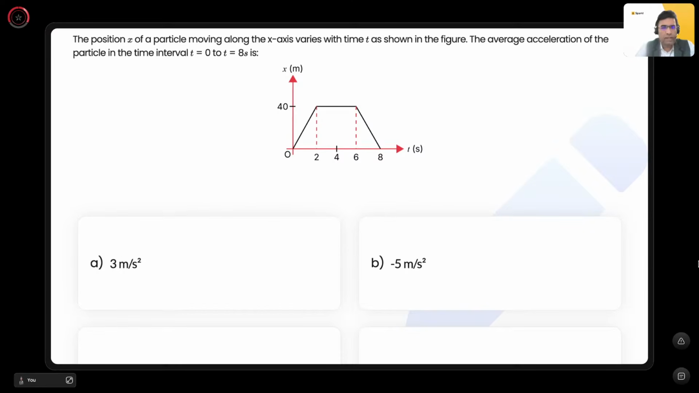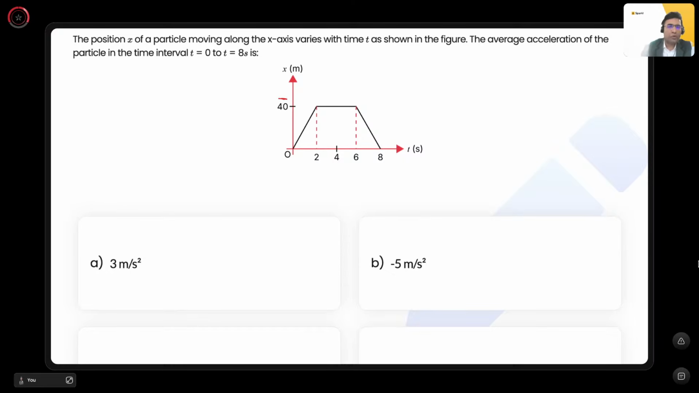So the first question is on graphs. Graphs is a very important concept when you see NEET. Every year you get a question on graphs. In the last session also, I told you that the graph portion was very important. So this time we have an x-t graph.